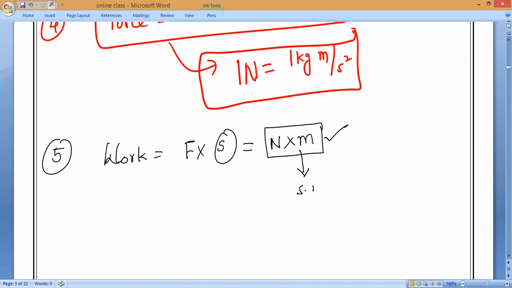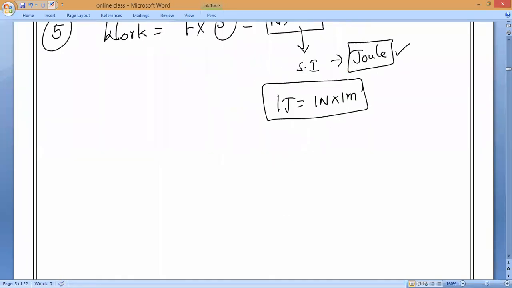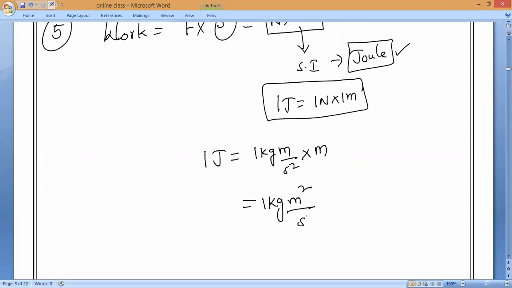The SI unit of work done is the joule. If you are not remembering, no problem. So 1 joule is 1 Newton into 1 meter. Just now we studied that 1 Newton means 1 kilogram meter per second square. So 1 joule is equal to 1 kilogram meter per second square into 1 meter. Now add it: 1 kilogram meter into meter gives square meter by second square. This is 1 joule.